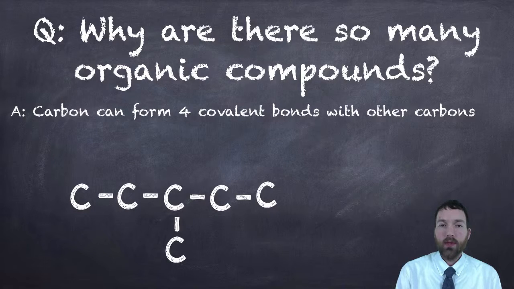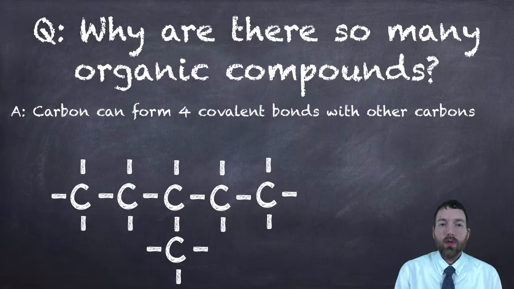So I could have a carbon going this way. These lines here represent other bonds that carbon could form. Remember, carbon can form 4 bonds. So I can bond this carbon with this carbon, and these other bonds could be bonded to hydrogen, but they could also be bonded to other carbons. And I could make pretty much an endless array of carbon atoms bonded to other carbon atoms.